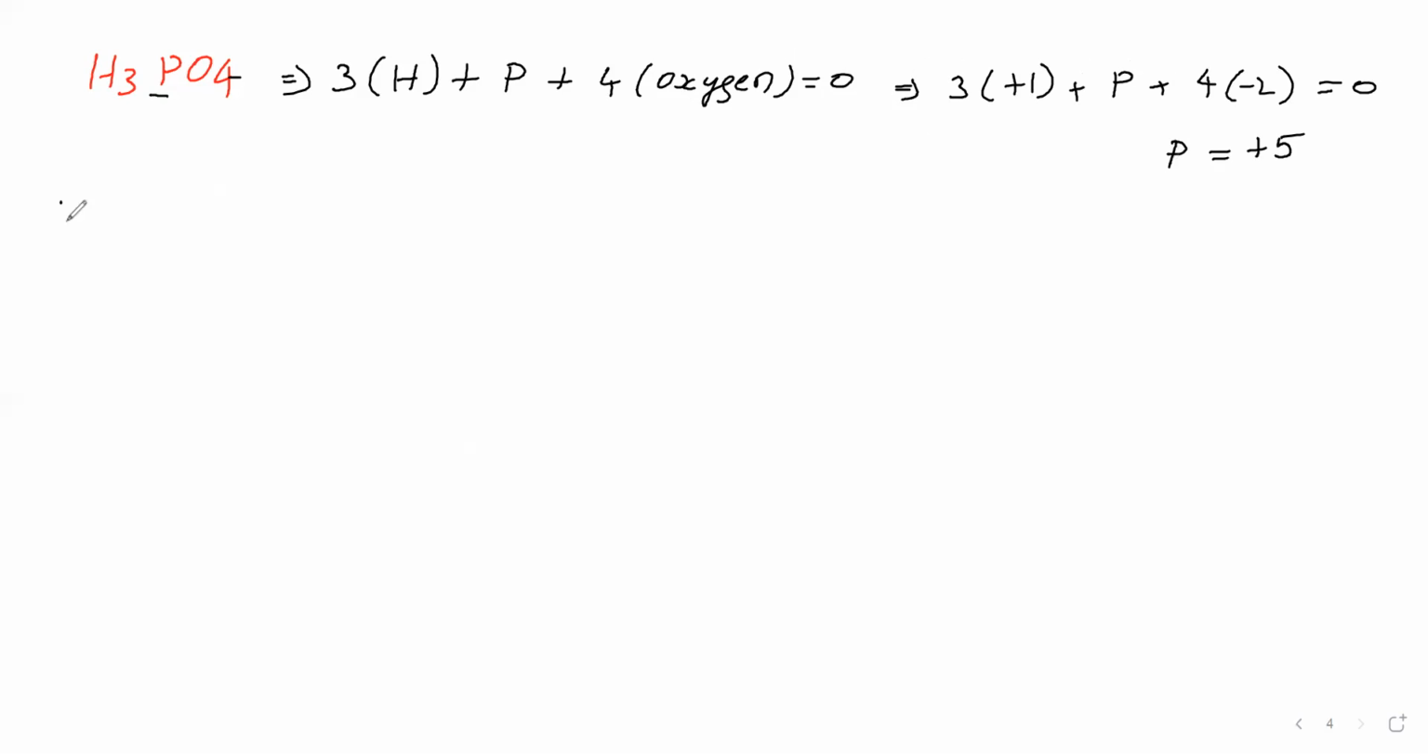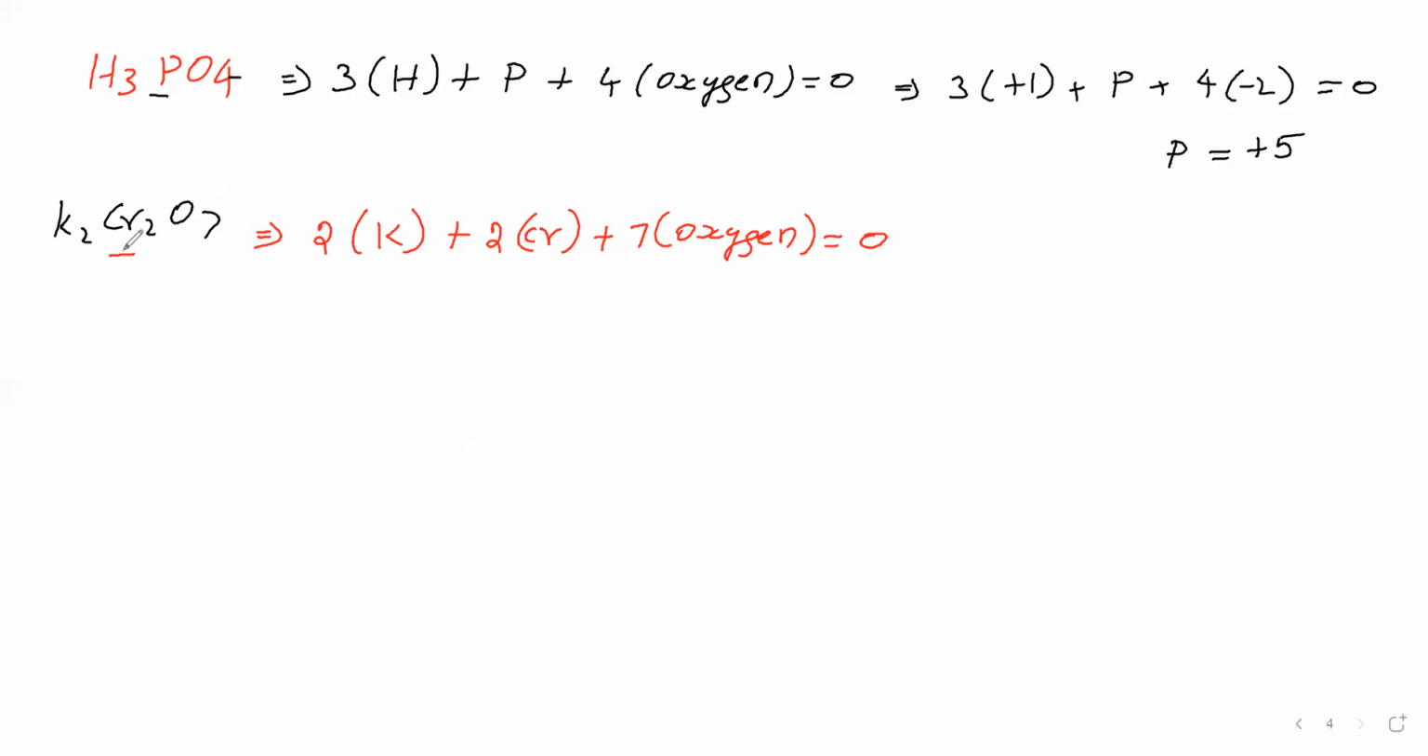We will take K2Cr2O7, potassium dichromate. Here we will find the chromium oxidation number. Here potassium is present 2 times, chromium 2 times, oxygen 7 times. Total charge is 0. Net charge is 0. Now for potassium we will substitute +1. Chromium we have to find. Oxygen oxidation number -2, equal to 0. So the chromium oxidation number we are getting is +6.